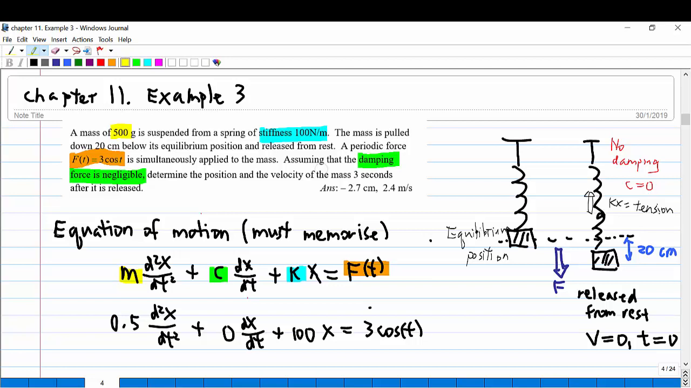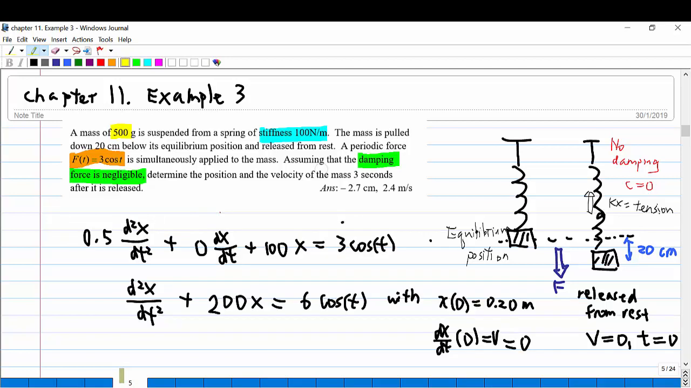So m is 500 grams, which is 0.5 kg. c is equal to 0 because there is no air resistance; the damping is 0. k is 100 Newton per meter. The external force is 3 cosine t. Together with the initial conditions, when t equals 0, the position is 0.2 meter, and when t equals 0, the velocity is 0. So this is the equation together with the initial conditions.